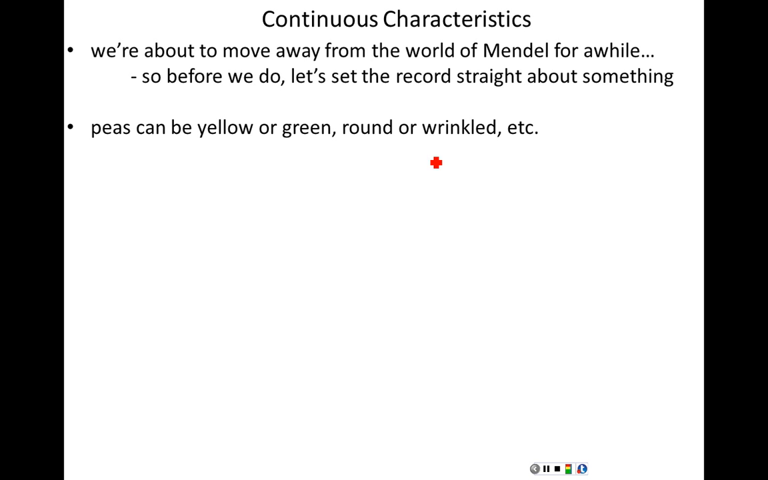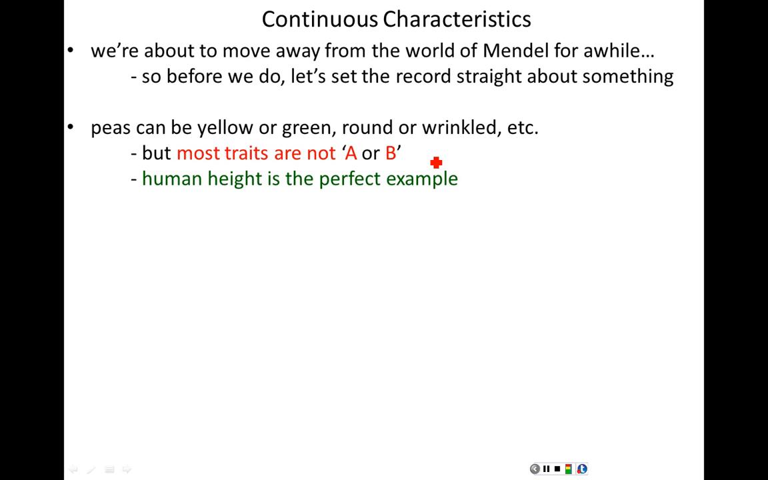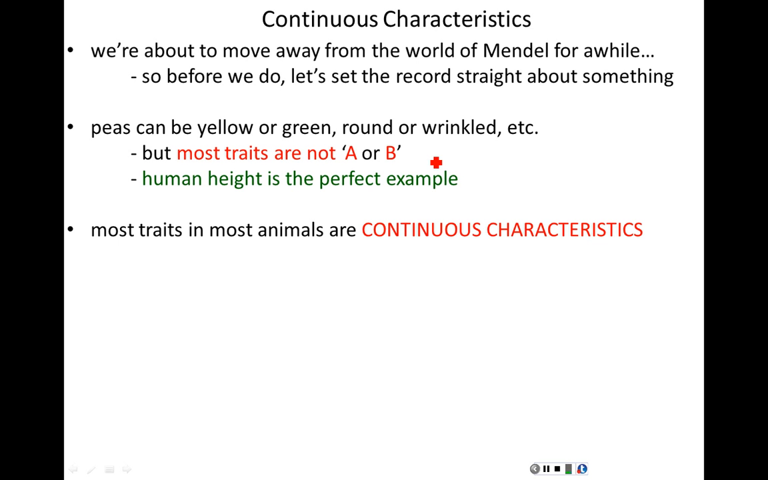There is such a thing as two phenotype traits. Yes, peas can be yellow or green. They can be round or wrinkled. Pea plants are either tall or they're short, etc. But the vast, vast majority of traits out there are not two phenotype traits. They are not A or B, yellow or green. Human height is the perfect example. Humans are not tall or short.